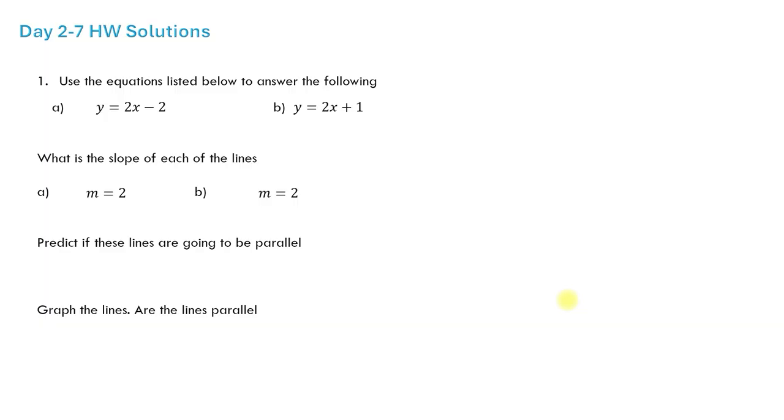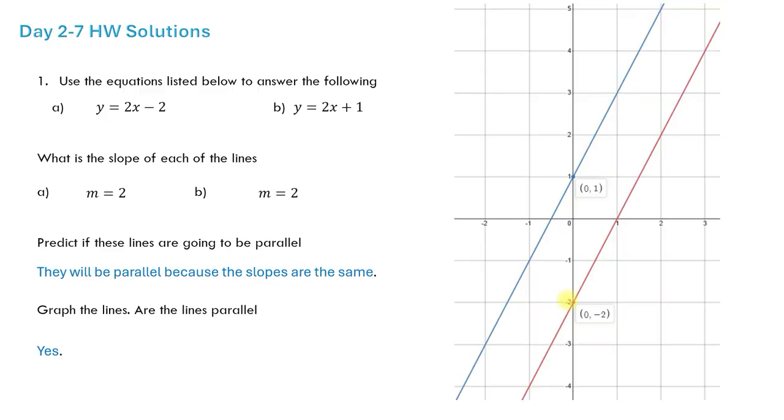Well, hopefully it's understood by now that if the slope's the same, the lines are going to be parallel. Parallel lines have identical slope. So the answer to that question would be yes, they will be parallel. Graph the lines. Are the lines parallel? Yes. And here are the lines.